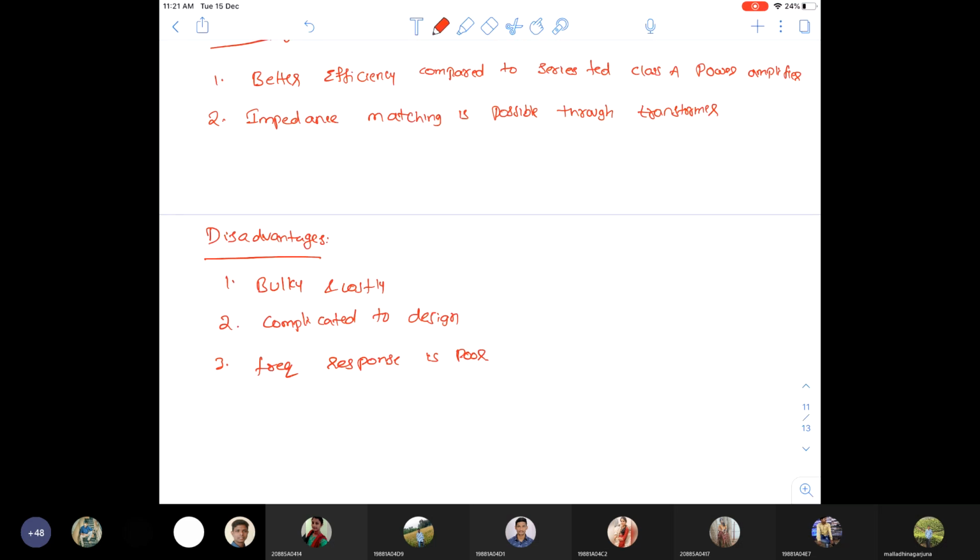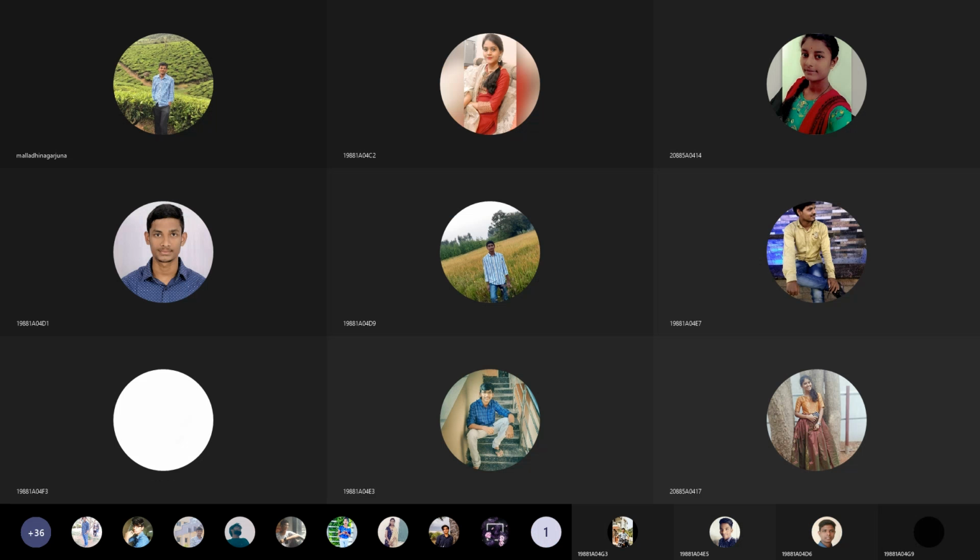Okay, what else? Complicated circuit. Simple to design in series fed, complicated to design in transformer coupled. Okay, what else? Frequency response is better in series fed, frequency response is poor in transformer coupled.